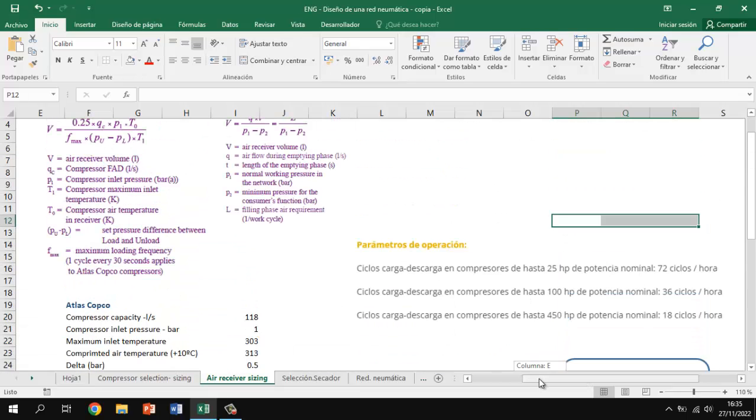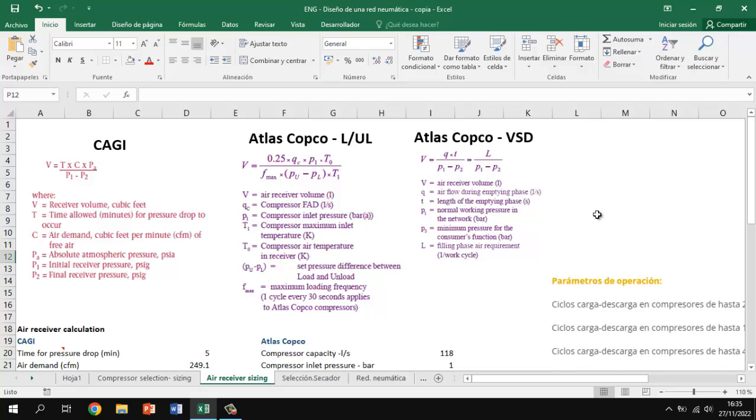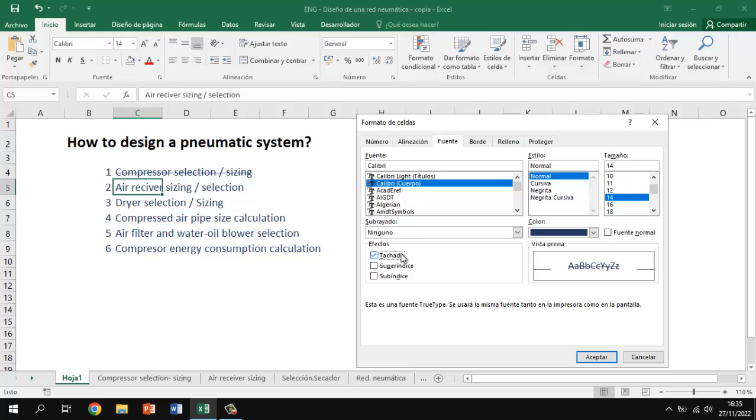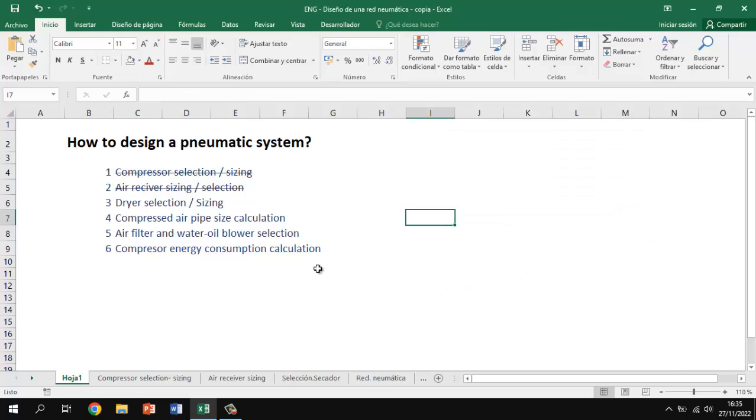So guys, I hope this information helps you to calculate your pneumatic system, in this case your air receiver. Just give me a second. Okay. For the next video we are going to select our driving selection.